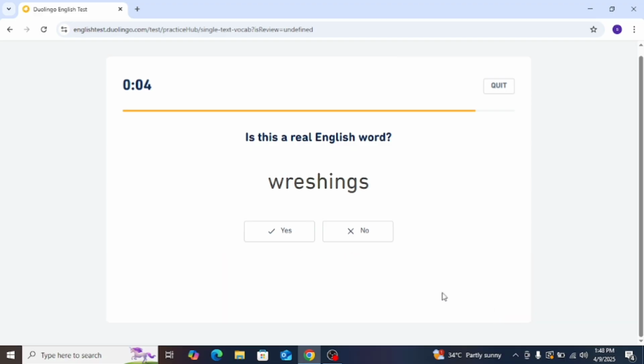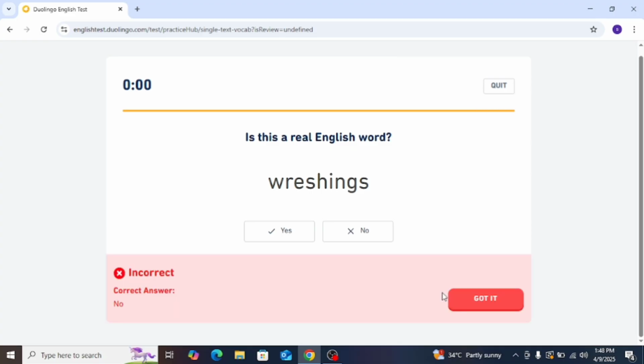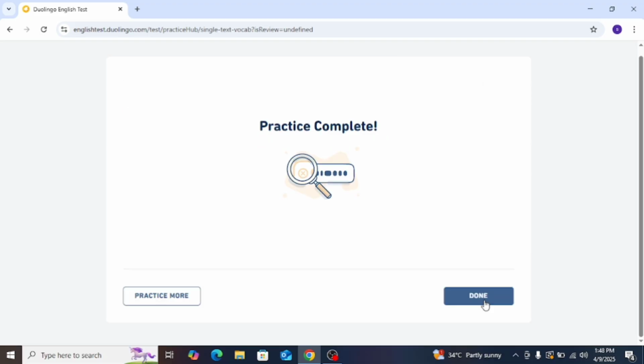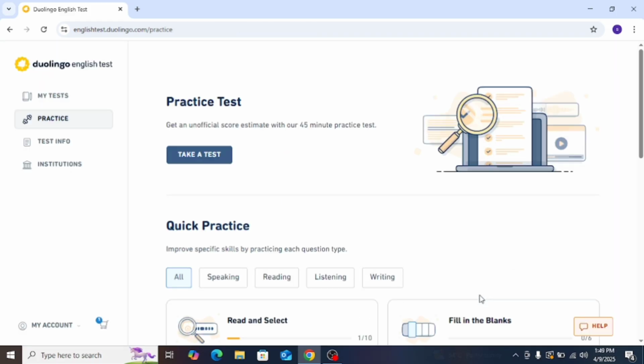Before selecting yes or no, we have to follow some tips and tricks. Racing is a real English word, but in this word the spelling is incorrect. The spelling is not correct, so this is not a real English word. Practice complete. I want to go for more practice.